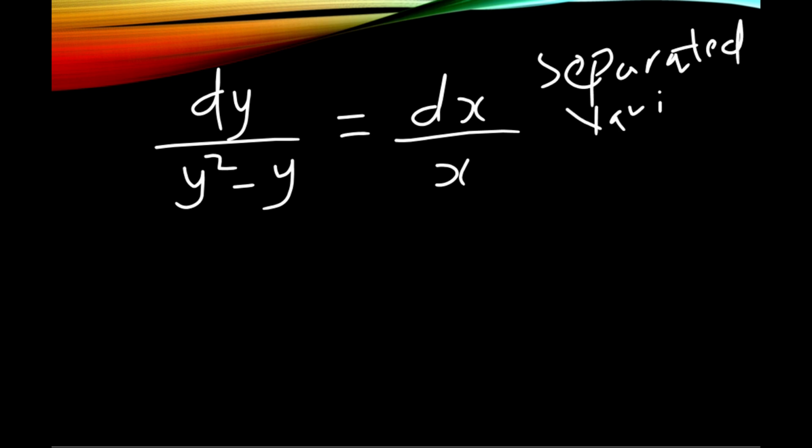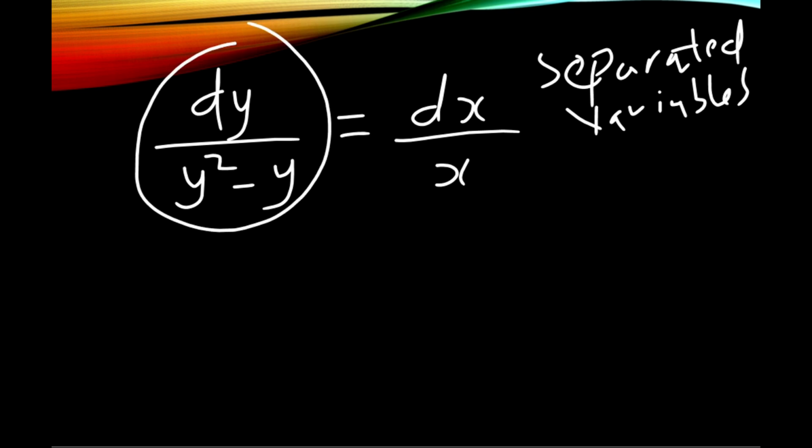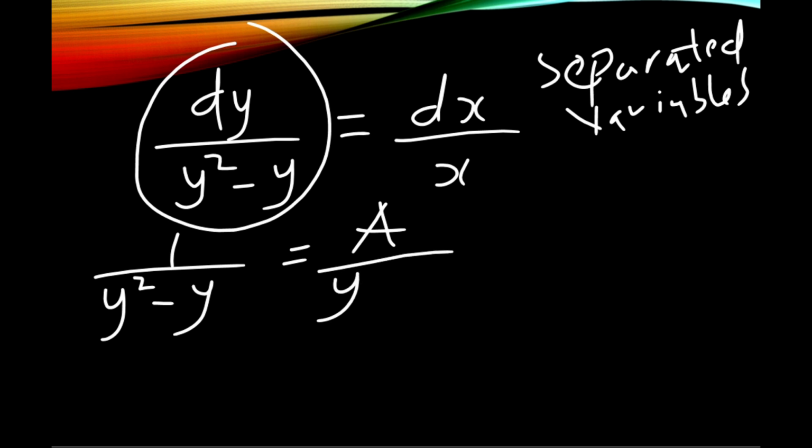Yes, so focusing on the left hand side of the equation, we are going to apply partial fractions to be able to simplify that. So with this in mind, we can simply say that 1 over y squared minus y is equal to a over y plus b over y minus 1.